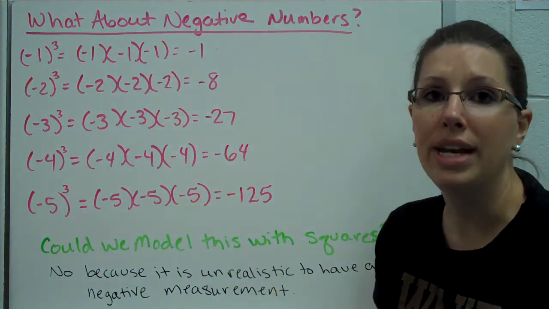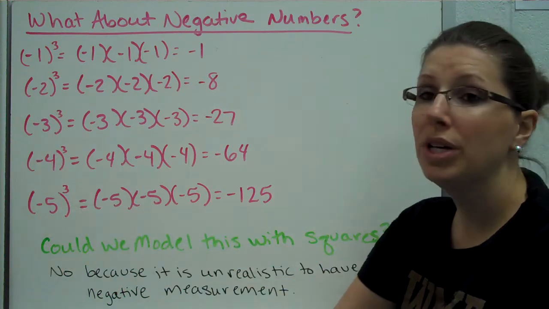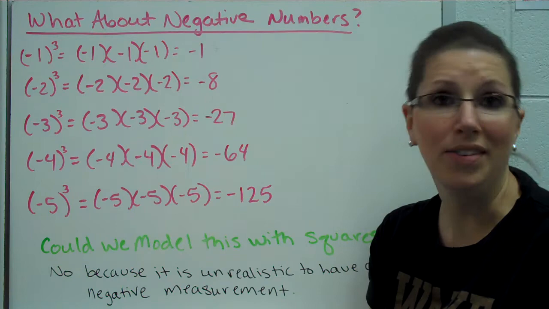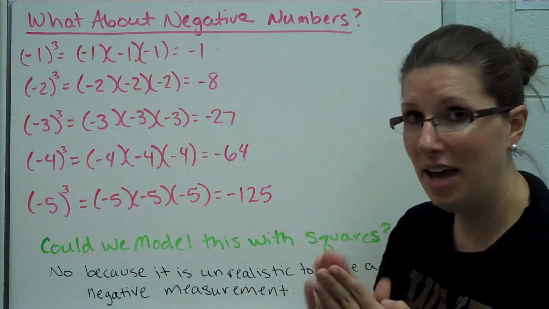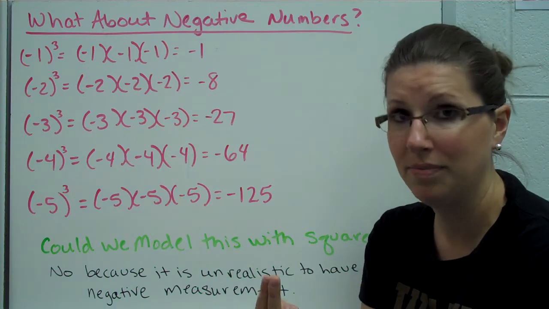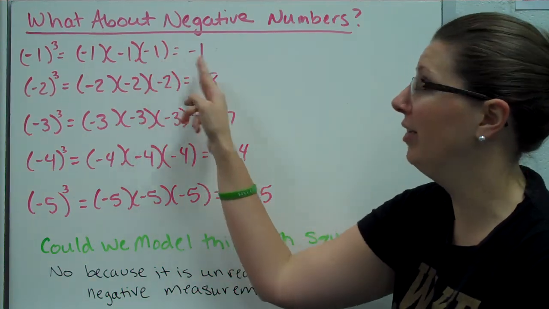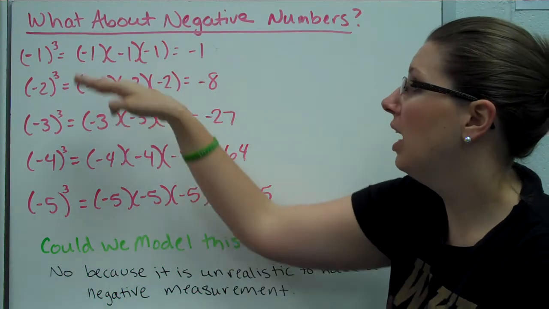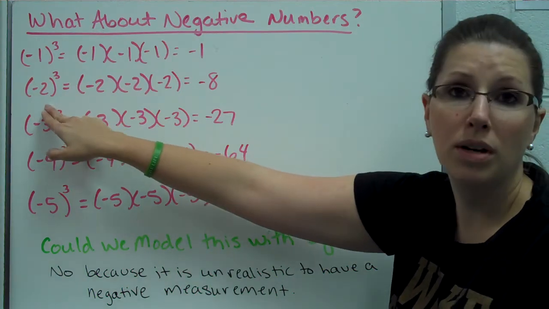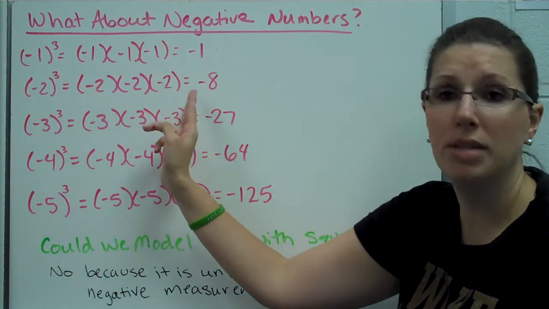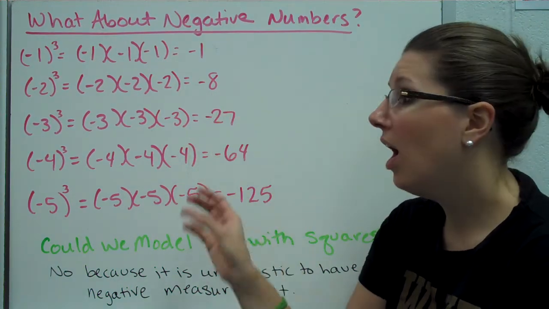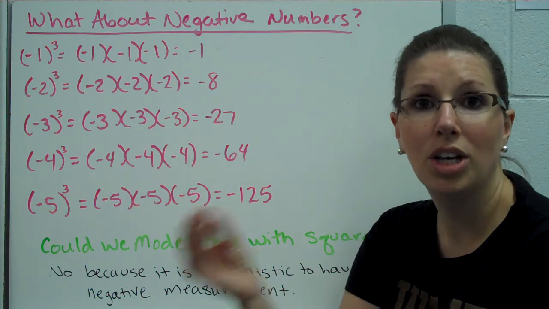Lastly, what about negative numbers? You can cube negative numbers the same way we cube positive numbers, except it's just that number times itself. And remember, a negative times a negative is a positive, and then a positive times a negative is a negative. So if you look at the pattern here, negative 2 cubed is negative 2 times negative 2 times negative 2, which is actually negative 8. So it's the opposite of all of the positive numbers cubed.